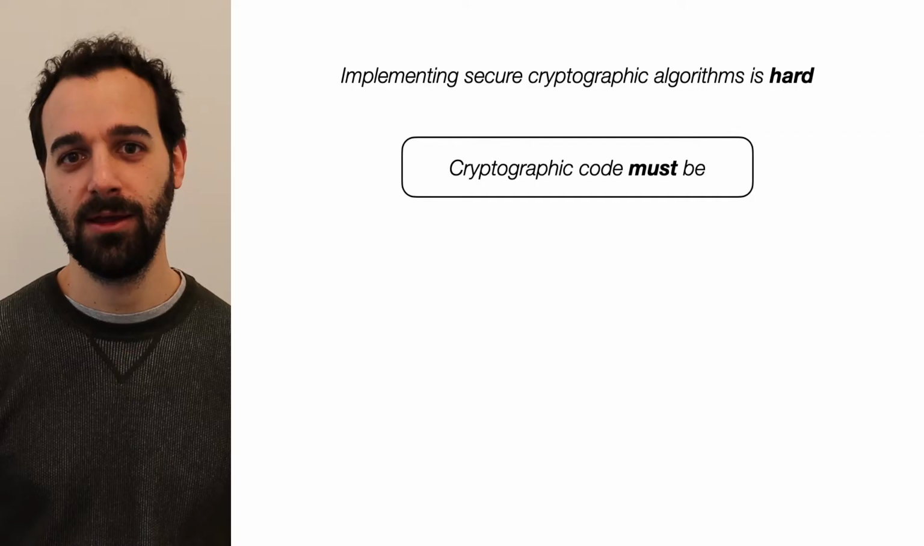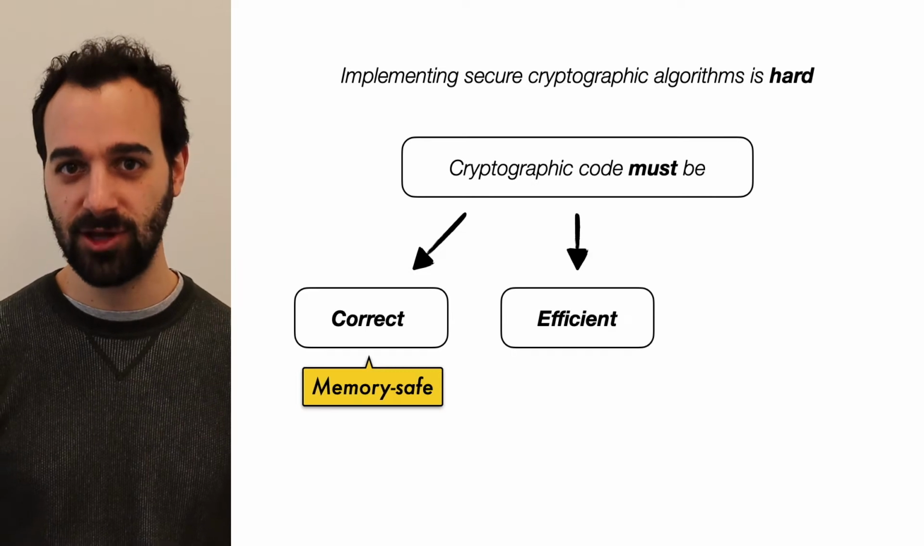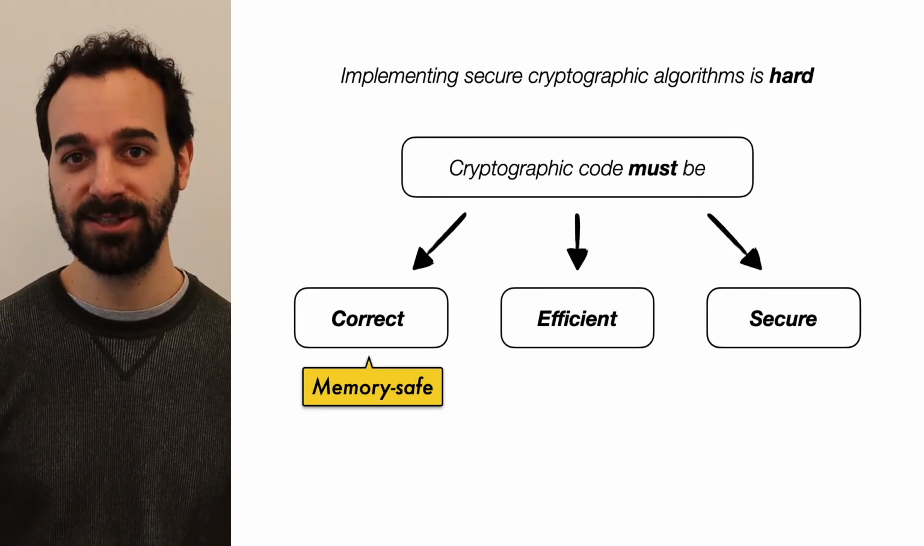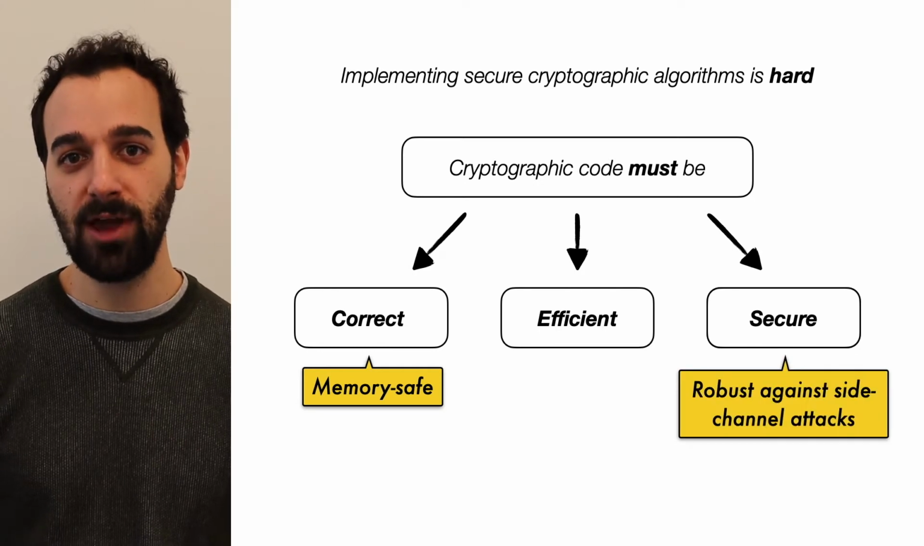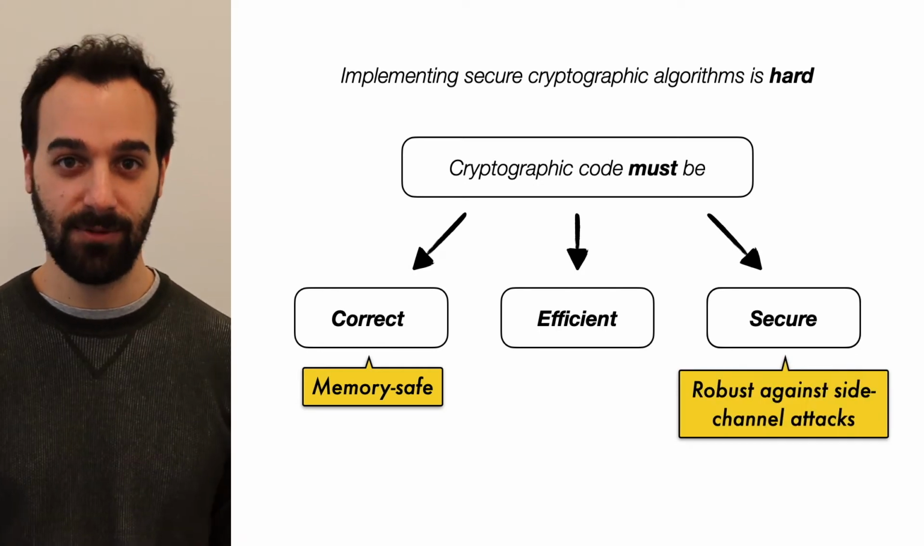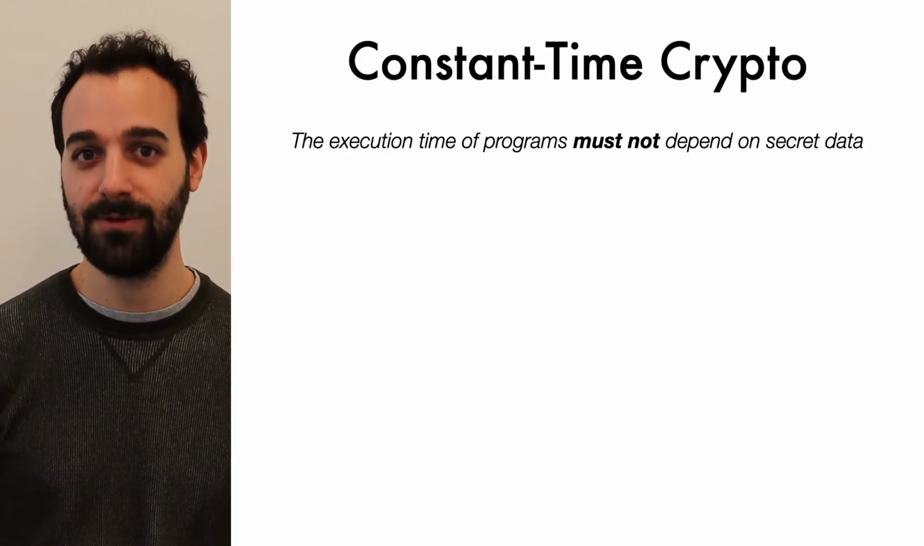Implementing secure cryptographic algorithms is hard. The code must not only be functionally correct, memory safe, and efficient, it must also avoid revealing secrets indirectly through side channels like control flow, memory access patterns, and execution time. Programs that have these properties are said to be constant time.